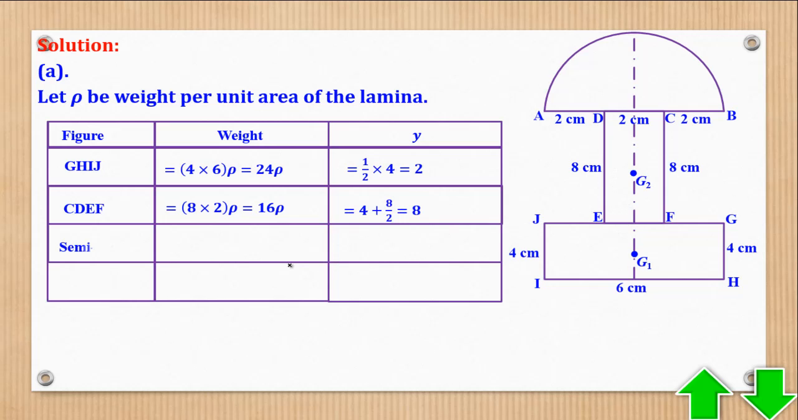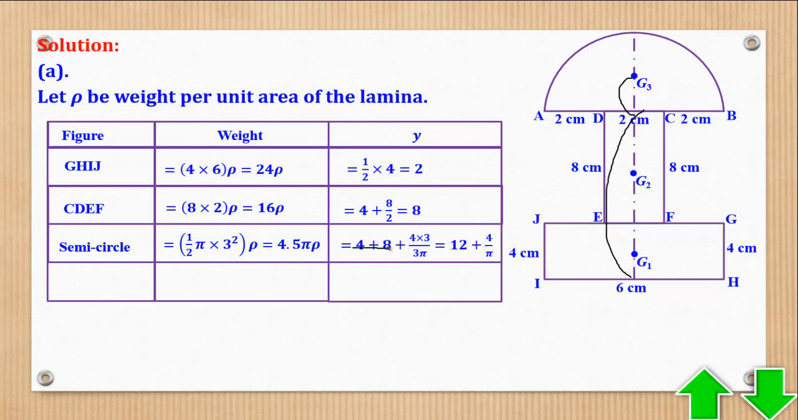Then we have the semicircle, area times rho to give you the weight. Then the center of gravity: we have from here up to here, which is 4 plus 8. Then from here to here, it is 4r over 3 pi. So 4 plus 8 plus 4r over 3 pi to give you this.